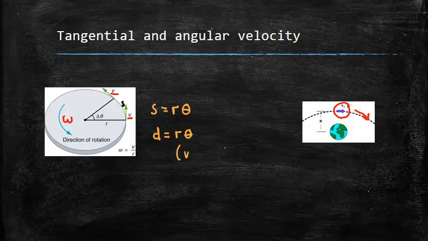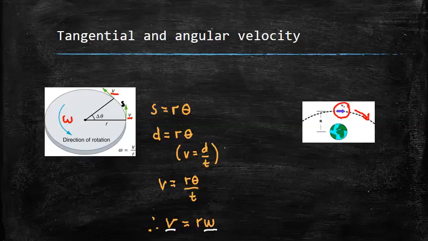If we take into account v equals d over t, speed equals distance over time, then we get v is equal to r theta divided by t. We already know that theta over t is omega, so therefore we can say that v is equal to r times omega, meaning that the tangential velocity, v, in meters per second, is directly proportional to the angular velocity, omega, in radians per second.